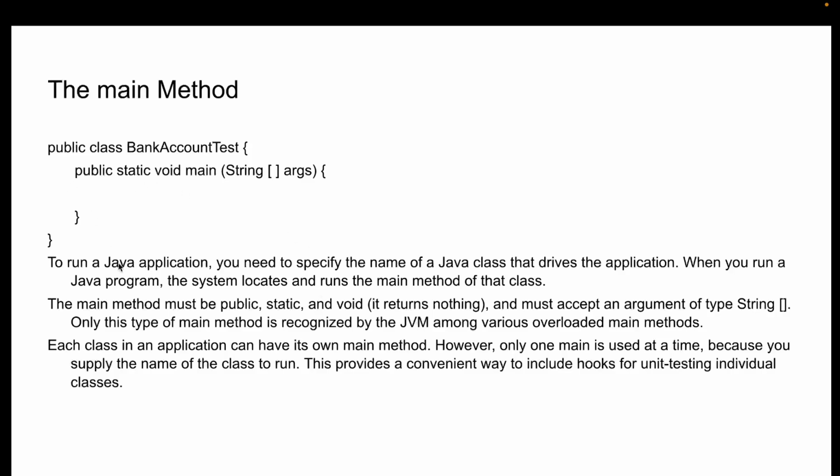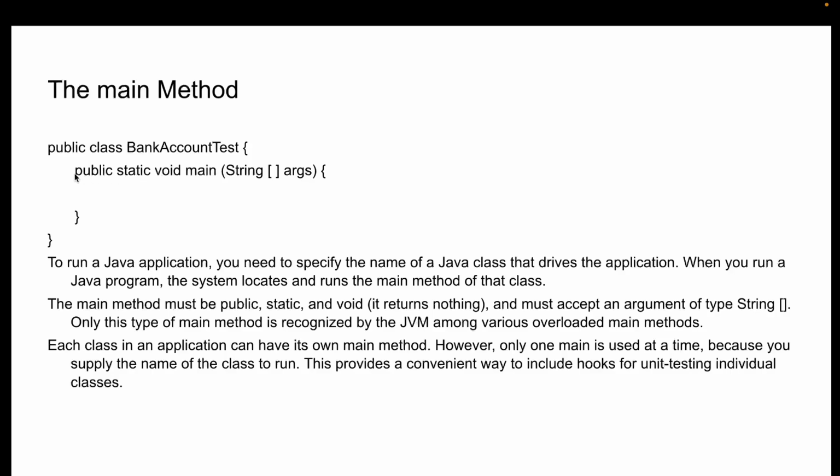See, to run a Java program, you need to specify the name of a Java class that drives the application. So when you run a Java program, the system locates and runs the main method of that class. The main method must be public, static, and void. It returns nothing. So void means no return value, right? Void means empty return value or no return value, and it must accept an argument of type String.